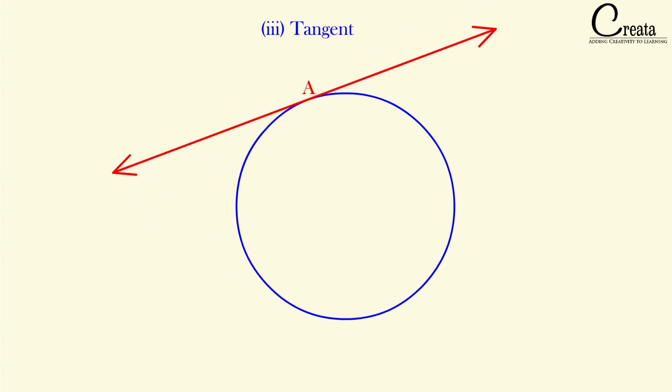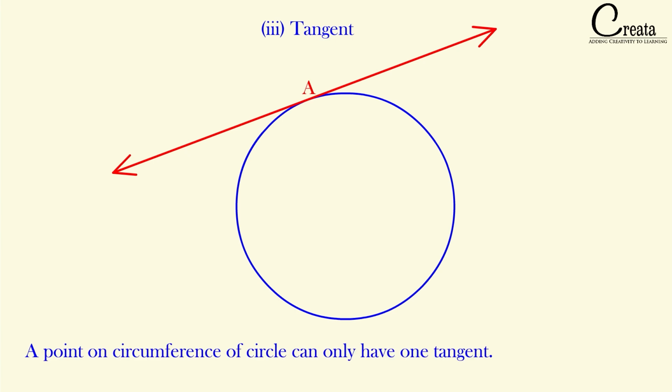So for this point A, only one tangent will be possible. If you try to rotate this line in the clockwise or anti-clockwise direction, the tangent will dissolve and a secant will be formed. So every point on the circle can have only one tangent. Suppose we take a point B and draw the tangent. This is a tangent touching the circle at only 1 point. We cannot have more than one tangent at a point.